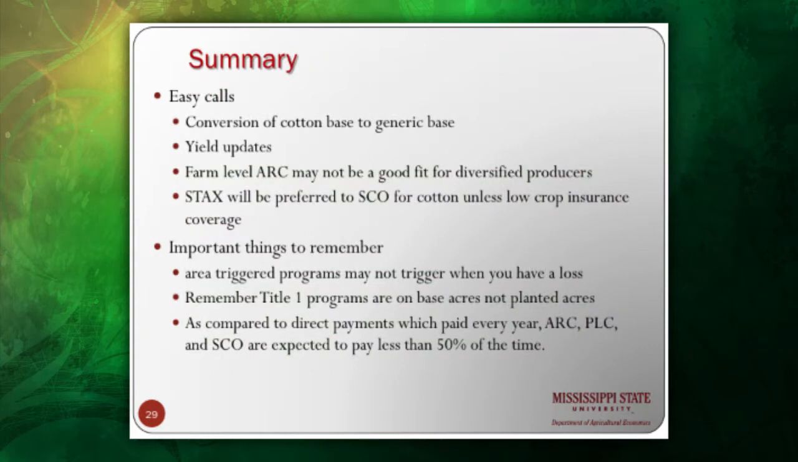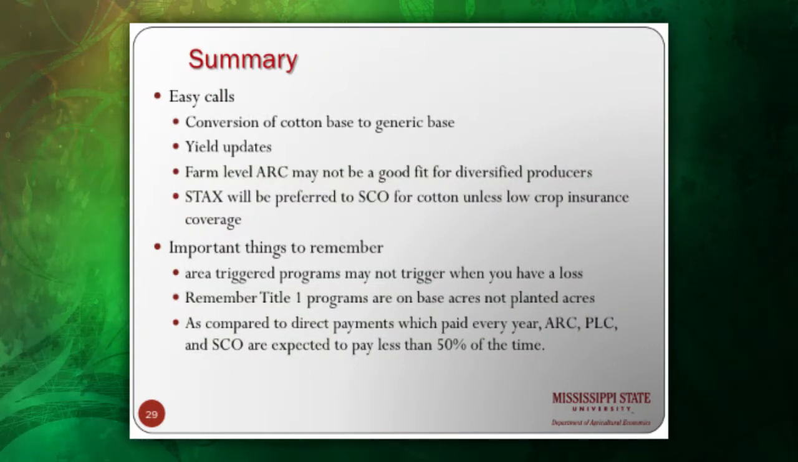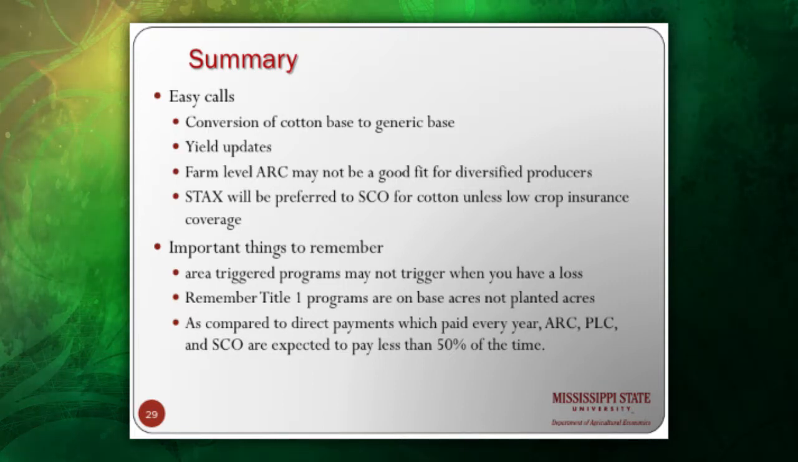So let me wrap up with what I will call the easy calls for most producers. First of all, the conversion of cotton base to generic base is in many cases going to be a very attractive option, and certainly producers should take a look at that. The yield updates should be evaluated, and given the strong trends in yields that we have in many crops, most producers would likely choose to update their yields.